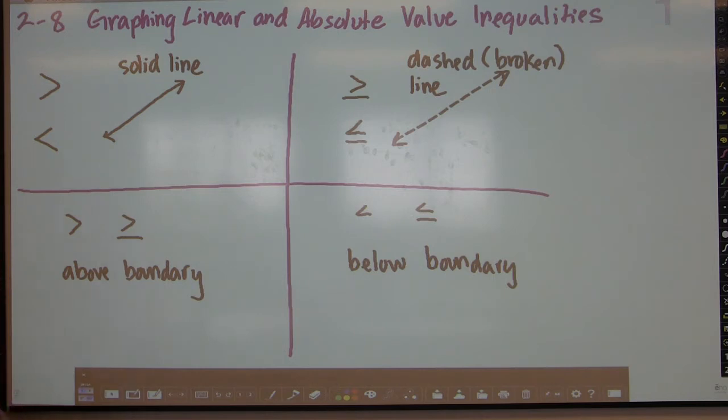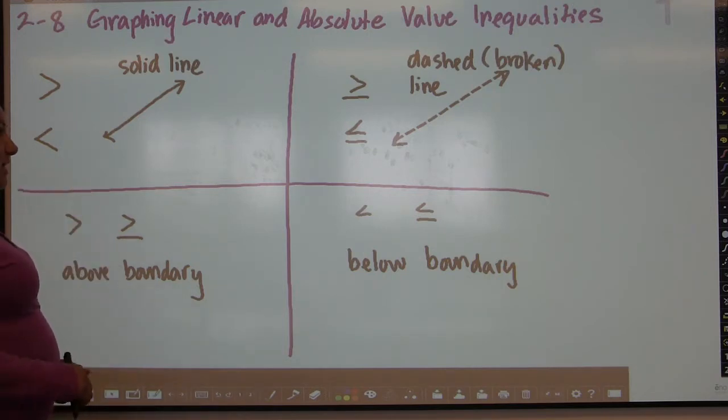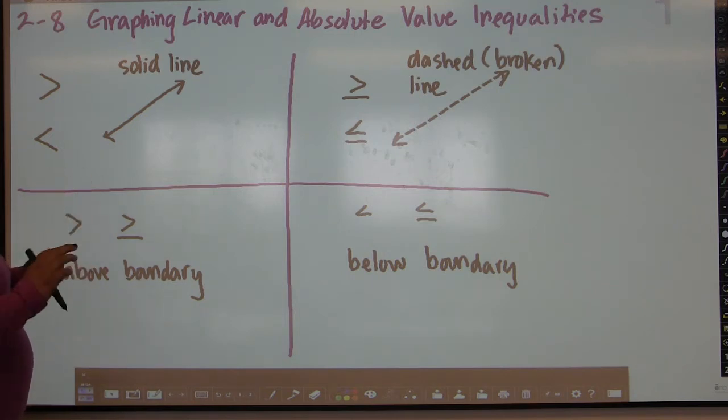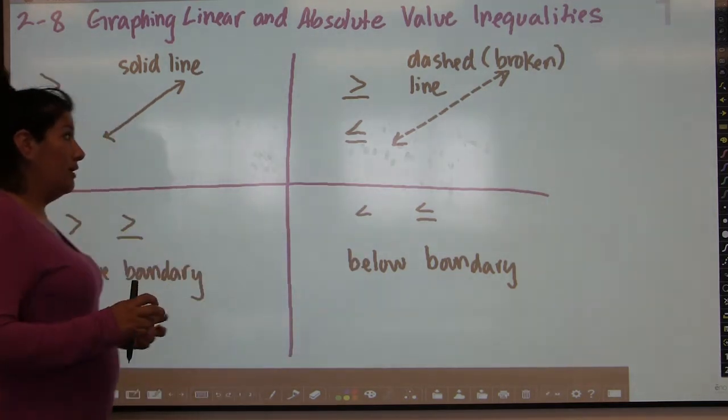When you graph an inequality, you are going to be graphing what they call a boundary. It could be a boundary line or a boundary V, because obviously absolute value is always the shape of a V. It could be a boundary parabola. So we call the actual equation itself a boundary. And that boundary can be either solid or dashed, or what they call broken.